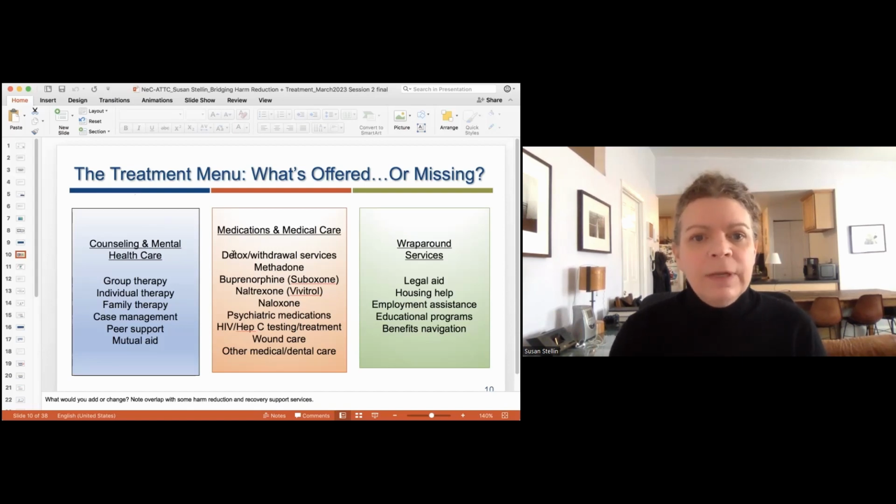Medications and medical care we have in the middle there. So, starting with detox and withdrawal services to methadone, buprenorphine, I've listed Suboxone, there's other variations now, naltrexone, naloxone, so psychiatric medications, HIV, Hep C testing and treatment, wound care, other medical and dental care. So these are things I broadly put under medical services and medications. And then on the right, wraparound services. So legal aid, housing help, employment, educational programs, and benefits navigation, so things like helping people get signed up for any public assistance or health insurance or those types of benefits, housing assistance too.